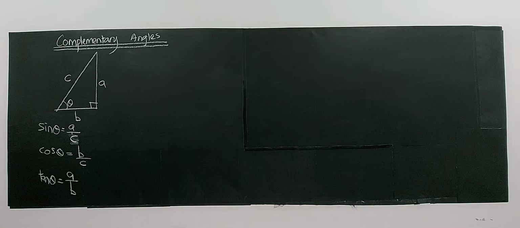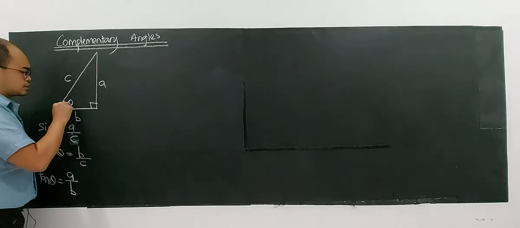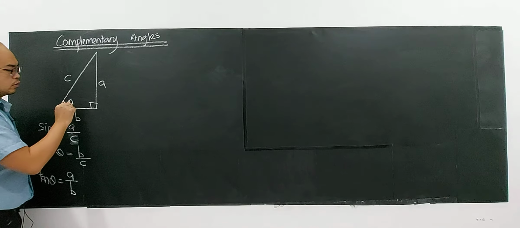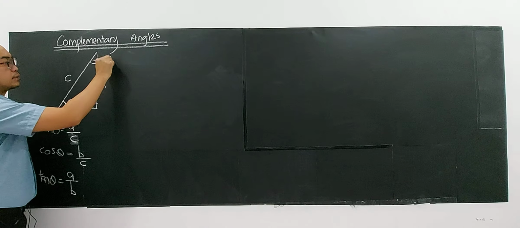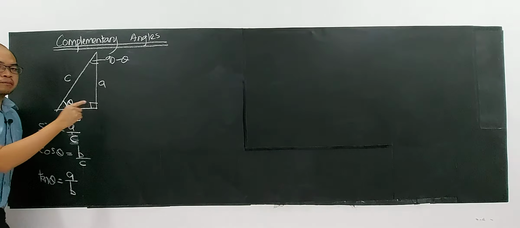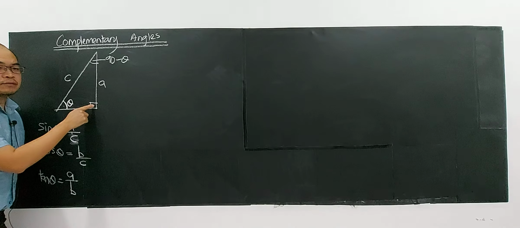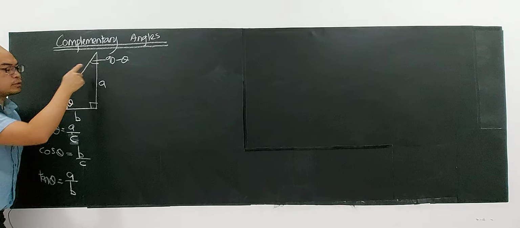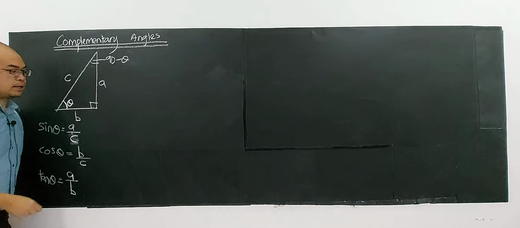So now let's say this is a 90 degree angle. This is theta, and of course the angle here will be 90 minus theta, because the three of them make up 180. So you take 180 minus 90 degrees, you have a remaining 90 degrees. Then to find the angle here, you take 90 degrees minus theta, so you have 90 minus theta.